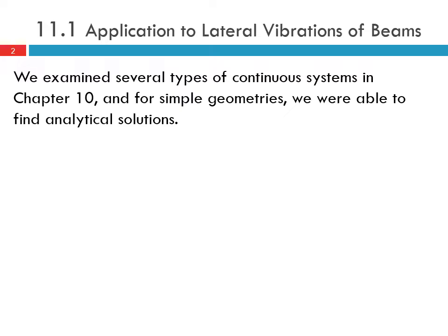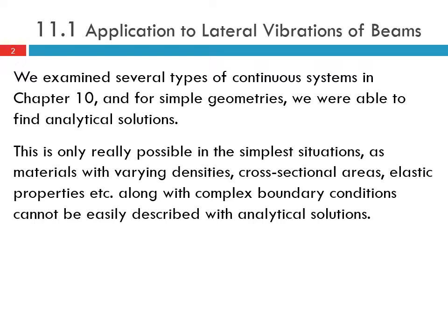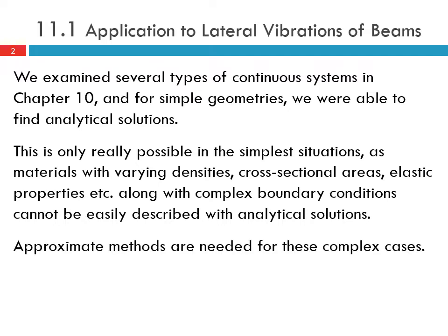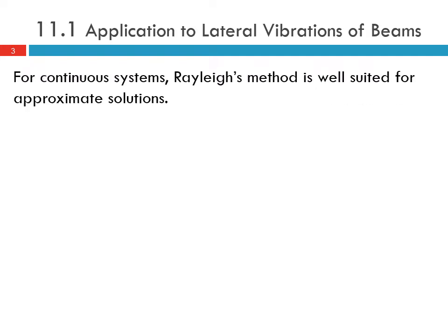So we examined several types of continuous systems in chapter 10, and for simple geometries, we were able to find analytical solutions. This is really only possible in the simplest situations, as materials with varying densities, cross-sectional areas, elastic properties, etc., along with complex boundary conditions, cannot be easily described with analytical solutions. So approximate methods are needed for these complex cases. For continuous systems, Rayleigh's method is well suited for approximate solutions.